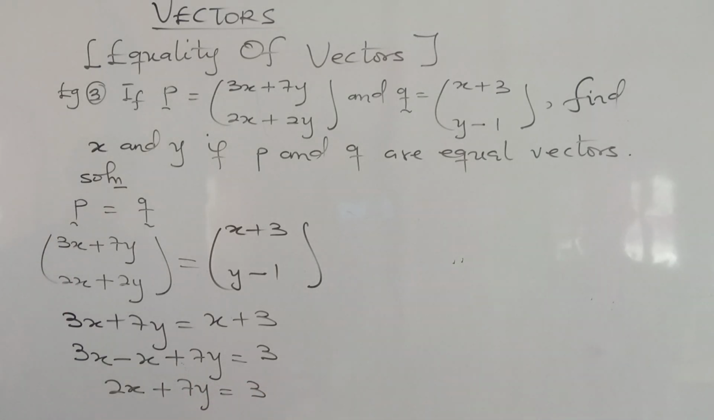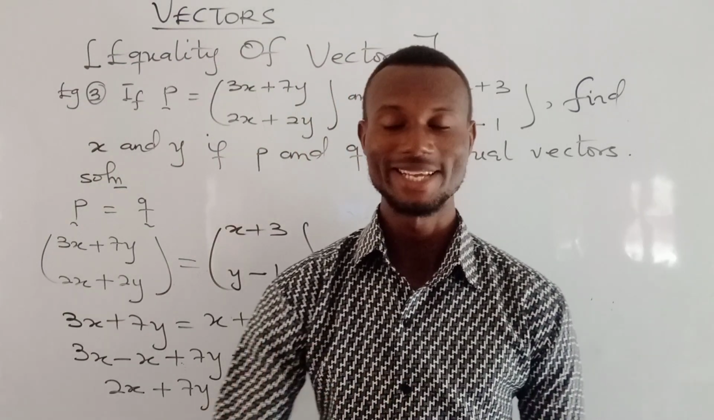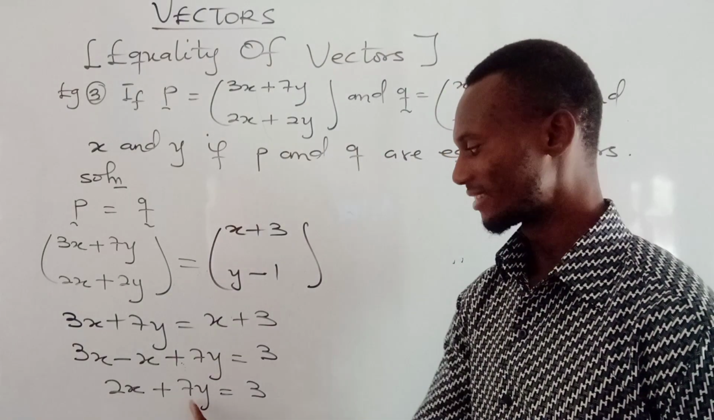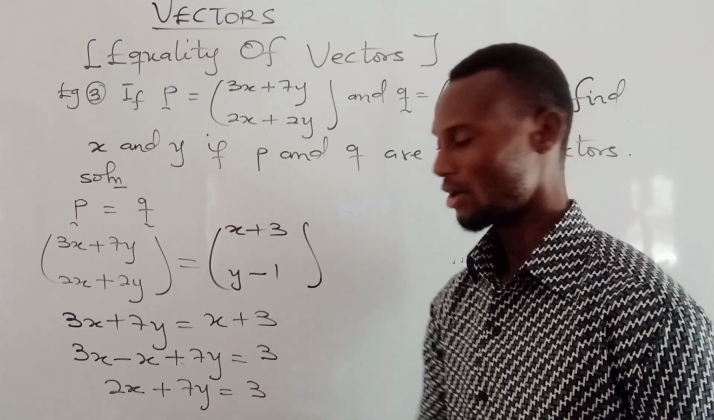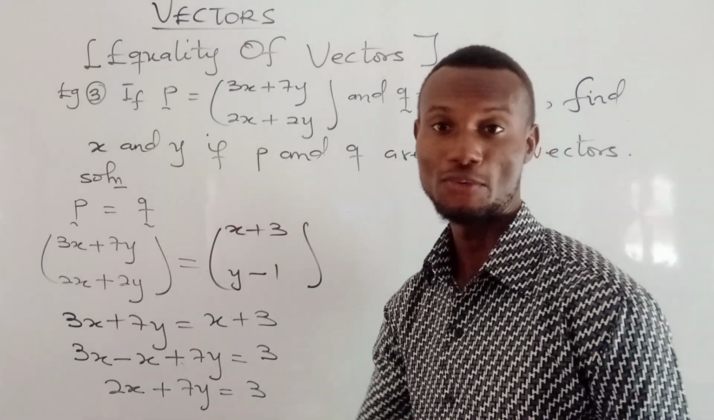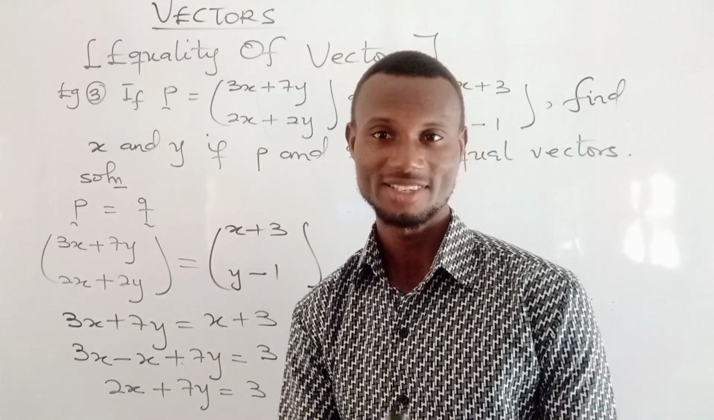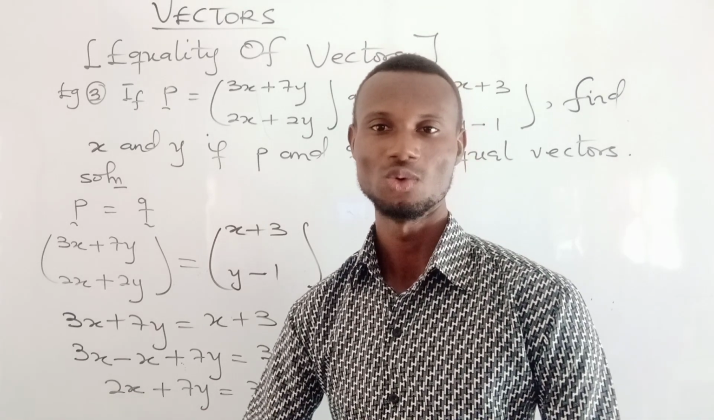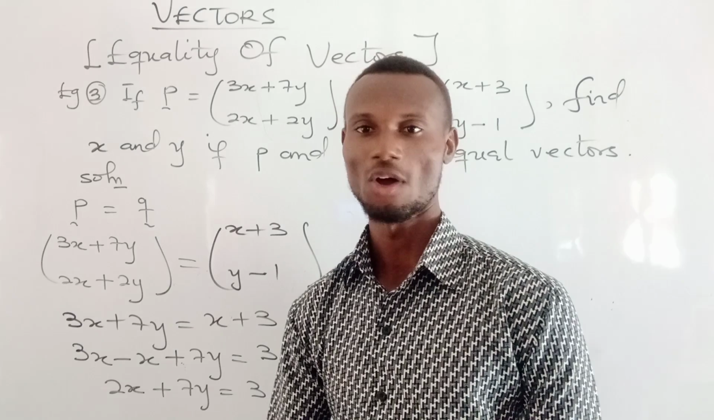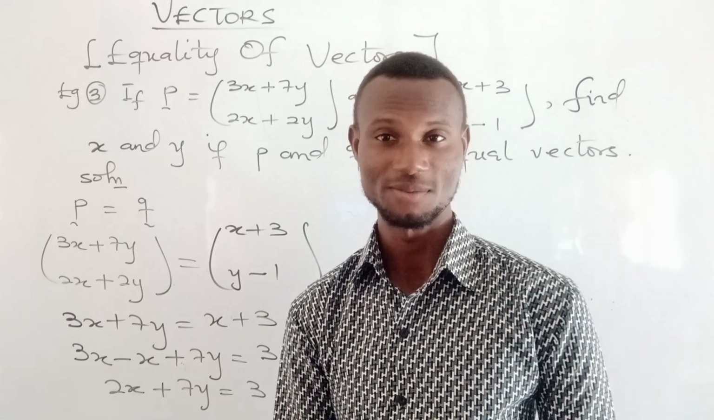And you can see that from here we have an equation which contains two variables. Look at it: 2s plus 7y equals to 3. We have variable s here, we have variable y here. So this is an equation that contains two variables. So it's obvious that we are going to apply simultaneous equation to solve for the values of s and y. I hope you agree with me.